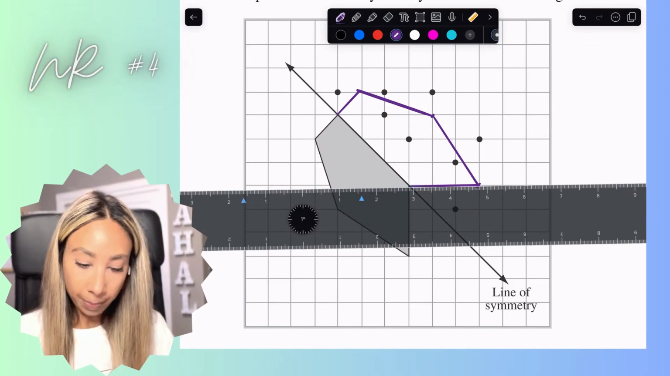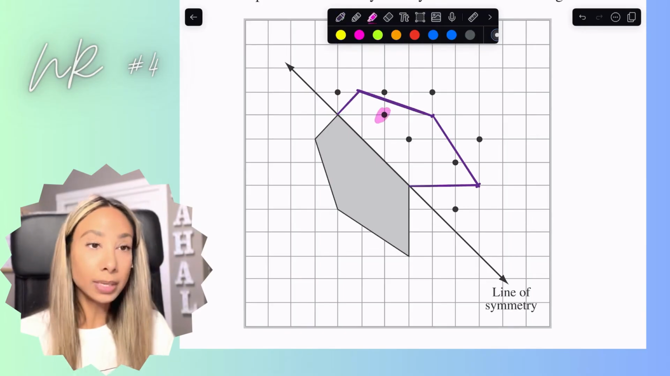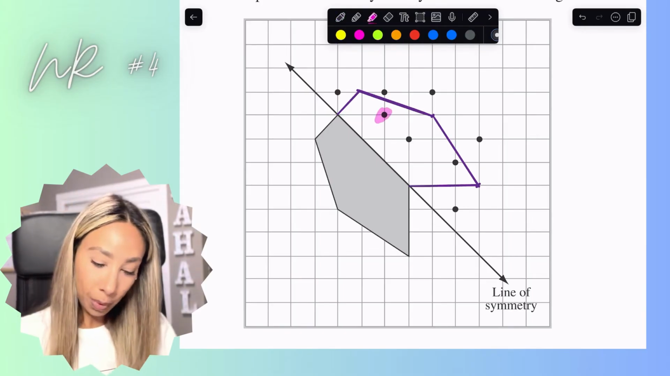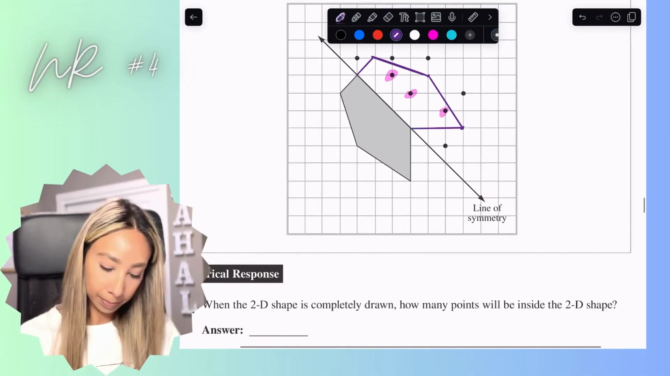Okay, so there's our shape. And then we can see, well, how many points are inside it? I've got 1 point, 2 points, 3 points. So therefore, our answer is going to be 3.